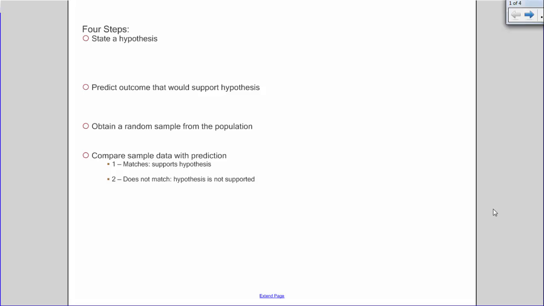So step 1 is stating the hypothesis. In other words, stating your expectation of what you think your data is going to tell you, and then stating the opposite of that expectation. Your expectation is typically labeled as the alternative hypothesis, or H1, and that's essentially that you're going to find a significant effect or significant difference.